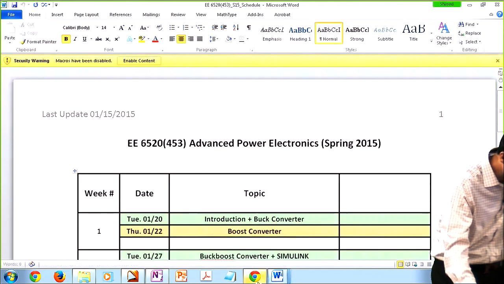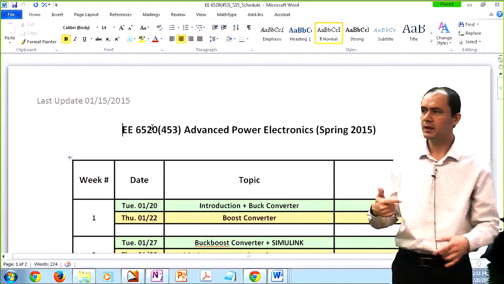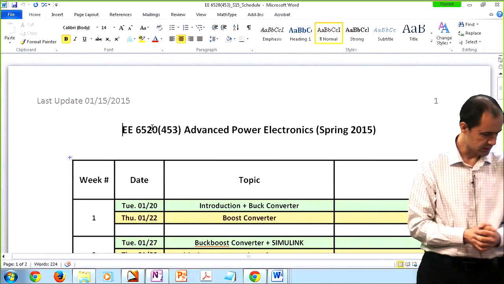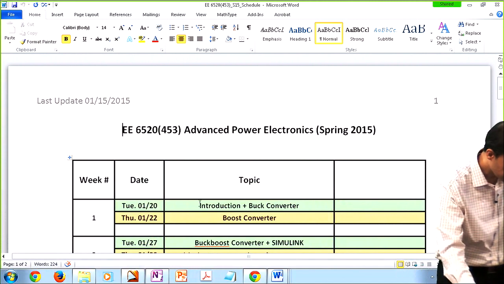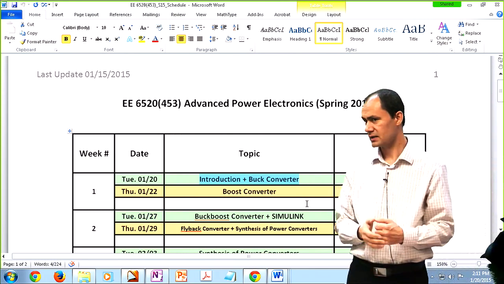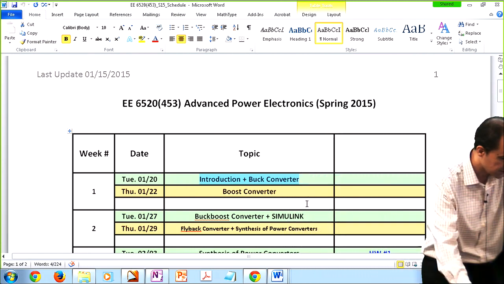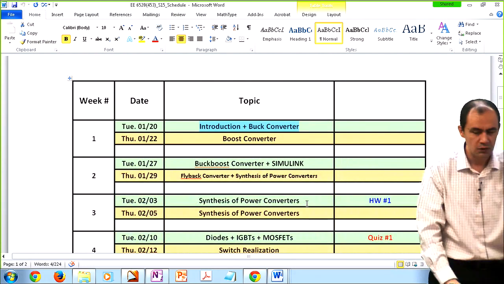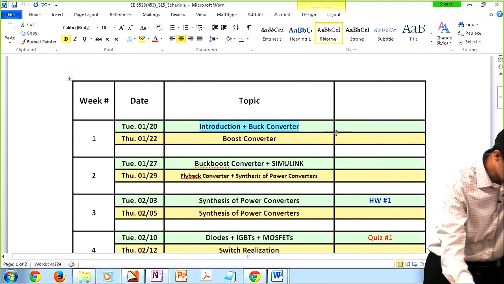Okay, so first of all, I regularly update the schedule. Like the last time that this schedule was updated was the 15th of January. We are here on the 20th of January, and usually if you look at Blackboard, there's also a little bit of a note over there, when was the last time this file was updated. So we just go through this, a rough estimate of what is going to be covered and when it is going to be covered.